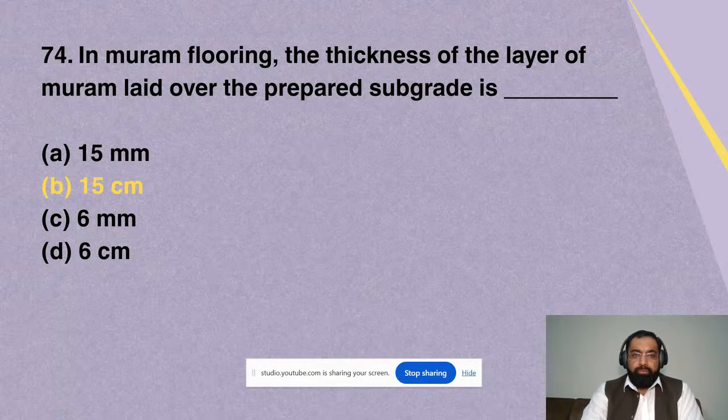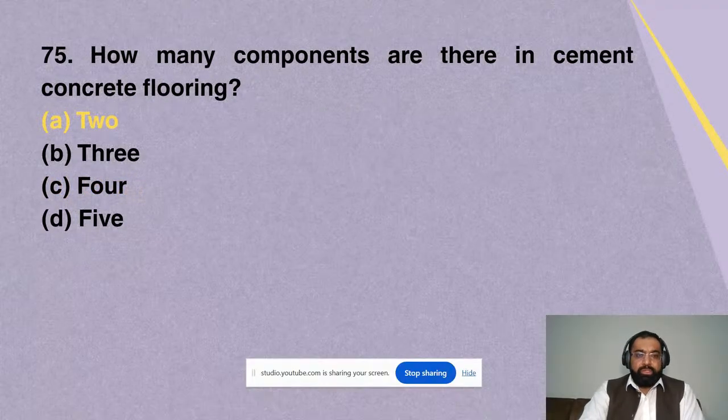74. In murum flooring, the thickness of the layer of murum laid over the prepared subgrade is dash. A, 15 mm; B, 15 centimeter; C, 6 mm; D, 6 centimeter. So that thickness is 15 centimeter. Option B is correct.